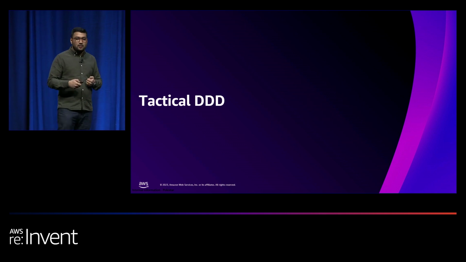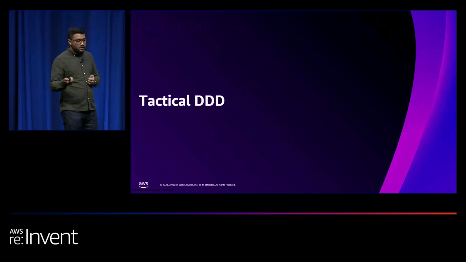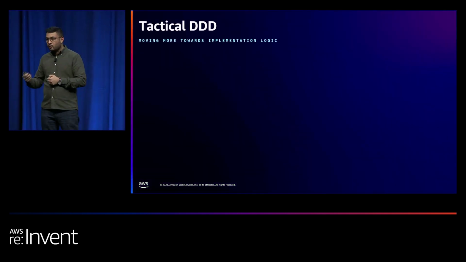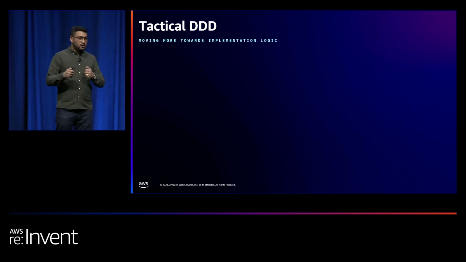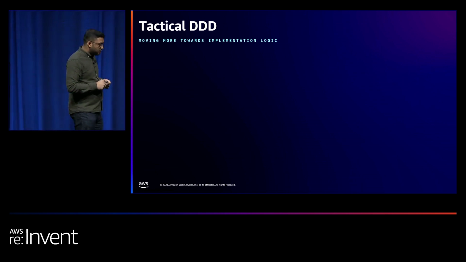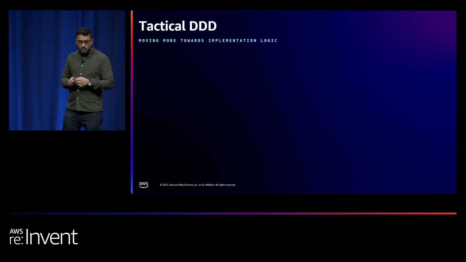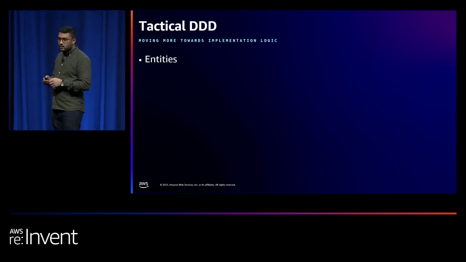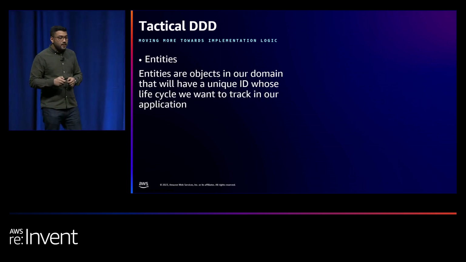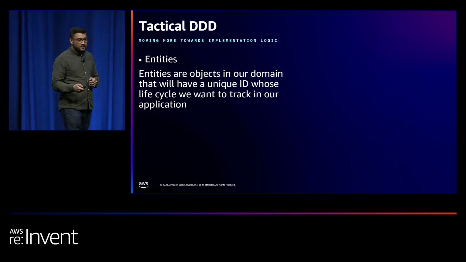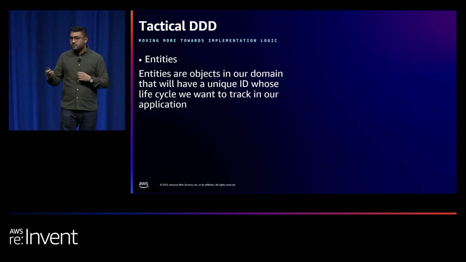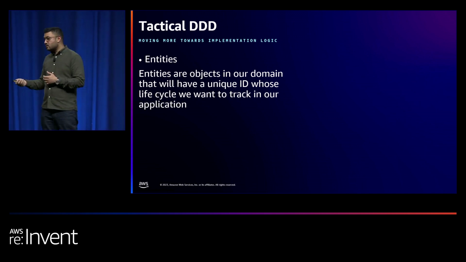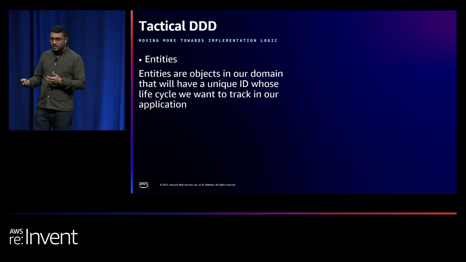I need to build that. Let's try to apply tactical domain-driven design principles on top of it. So the three components of tactical domain-driven design that we are going to look at today are called entities. Entities are basically the objects that have a life cycle that you are trying to track in your software. In my case, it is a room, so that's an entity.